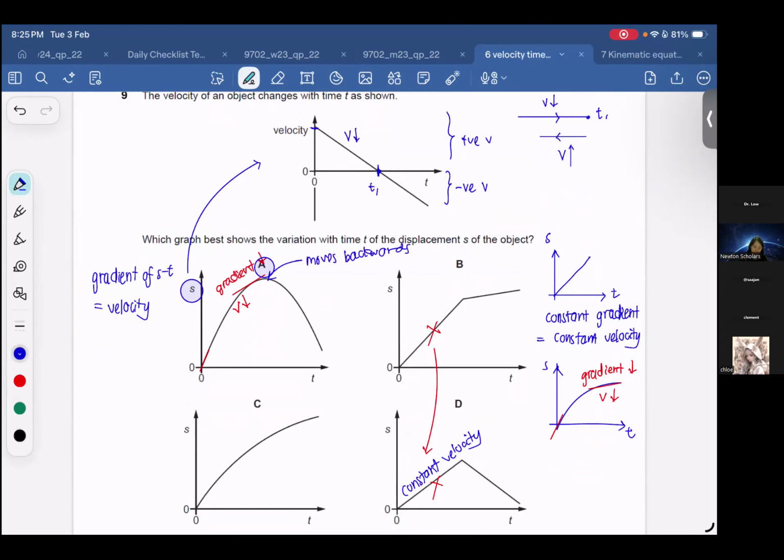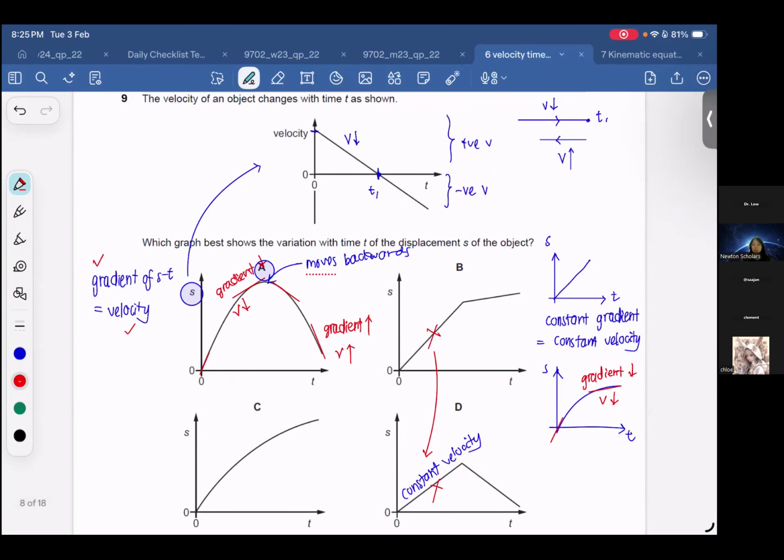This part, you also do the same thing. You draw the line to show the gradient. Can you see that the last section, the line is steeper? Steeper, what does it mean? This is a higher gradient. Higher gradient means that your velocity increases, because gradient represents your velocity. Answer, it should be A.